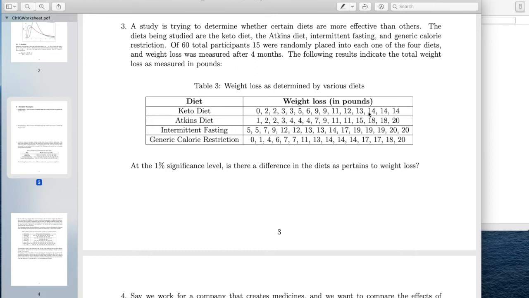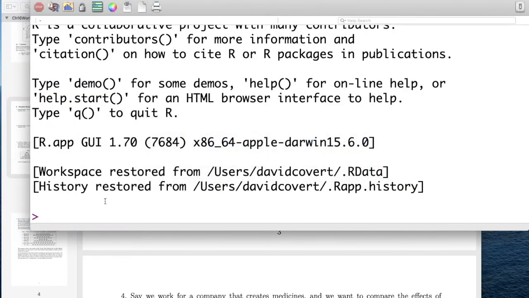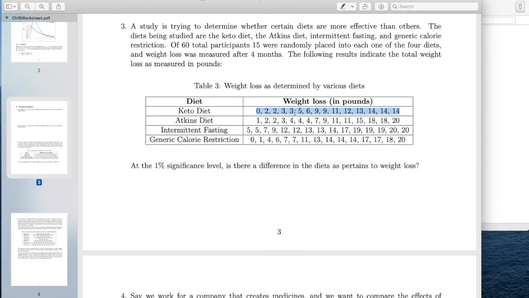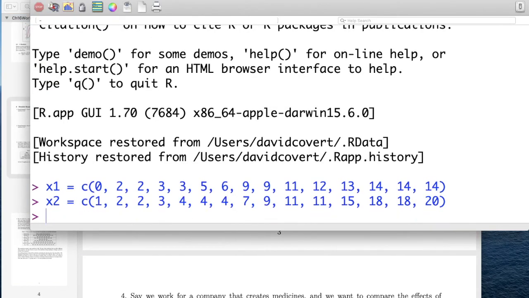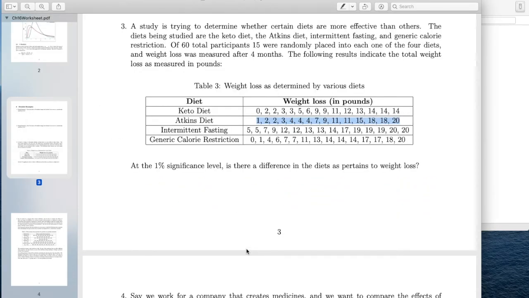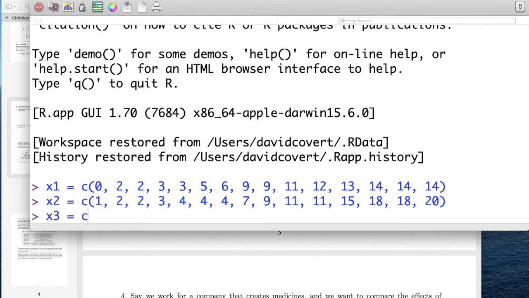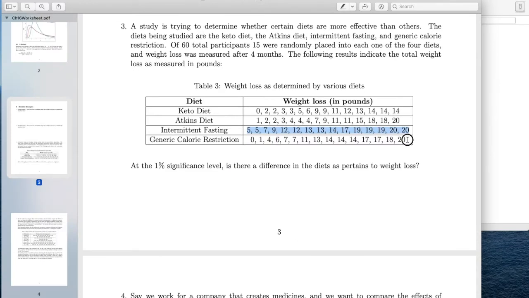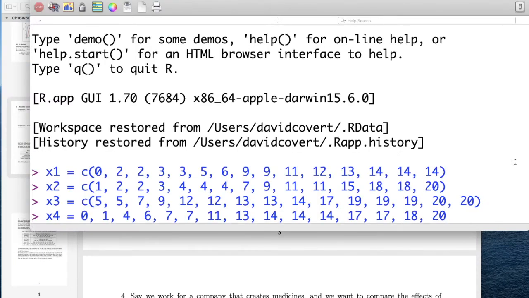So what I want to do is copy and paste all of these values into R. And what I'm going to do is, let's just call this x1, x2. So copy these values. What these values are is the weight loss in pounds after 4 months of being on a certain diet. So x3 and x4. So let's copy and paste all these values.